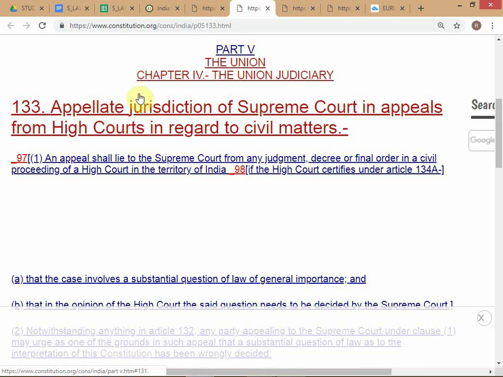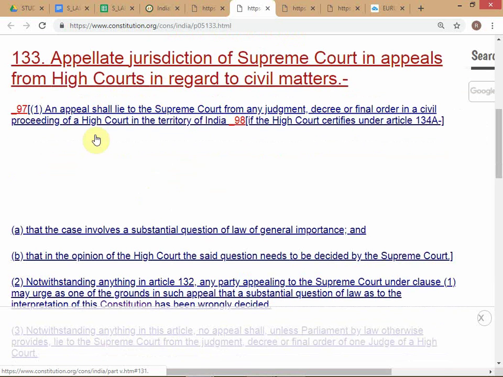Now 133 is slightly different. If you see, it's talking about civil matters, where the High Court will again certify a case as being fit for appeal under 134A, read with 133. This is if the question is not a constitutional question, but a substantial question of law of general importance. Like if it's something in the Contract Act, what is public policy of India? We know that certain acts of consideration are void if they are opposed to public policy, unlawful. So what is the interpretation?